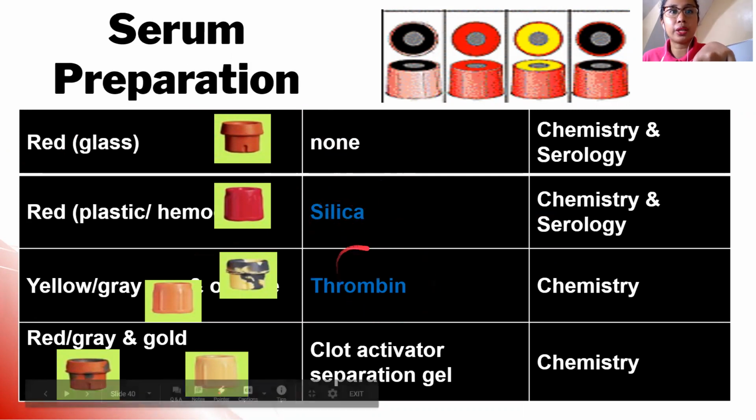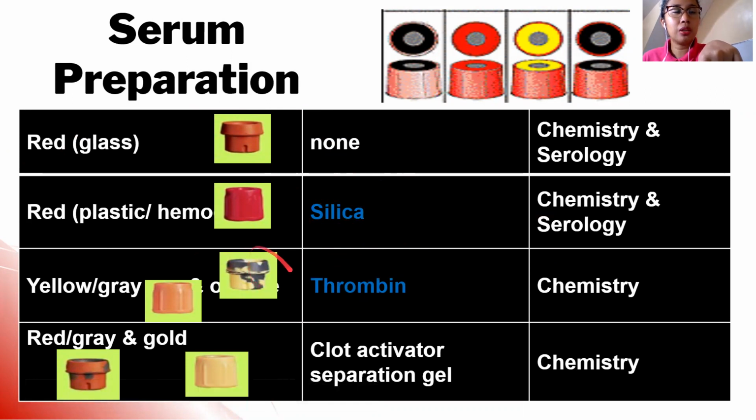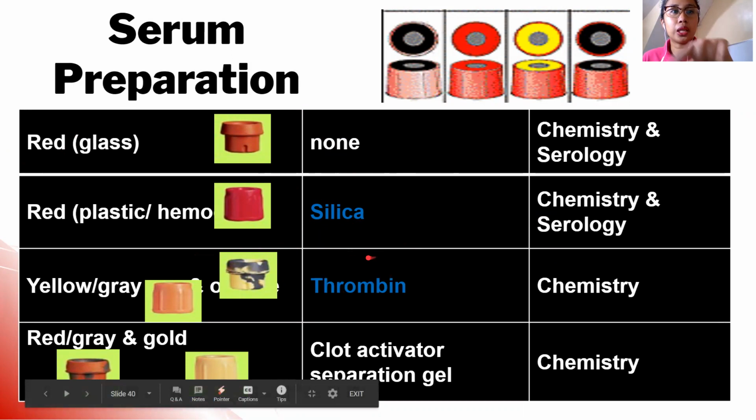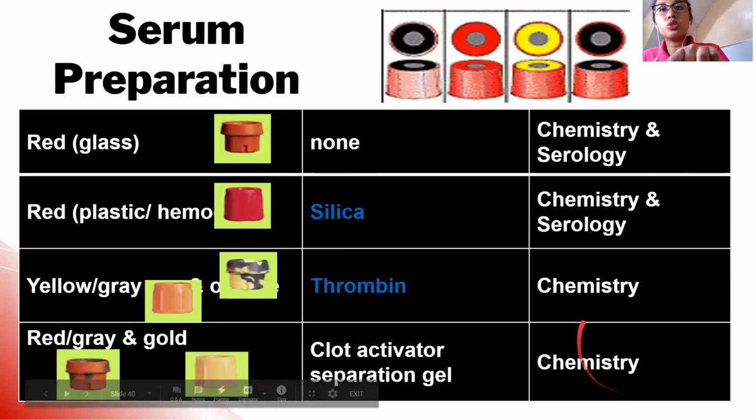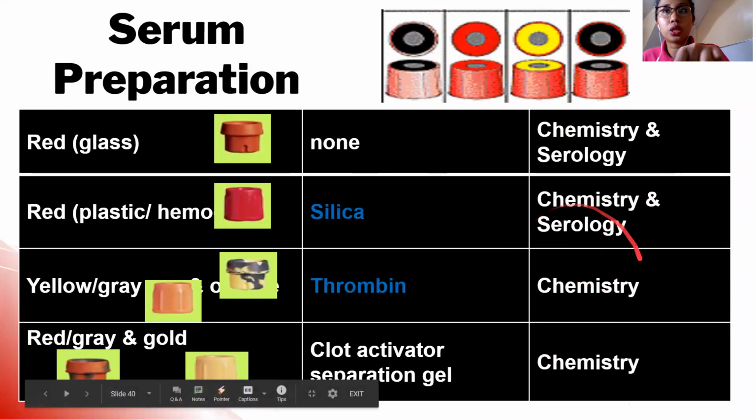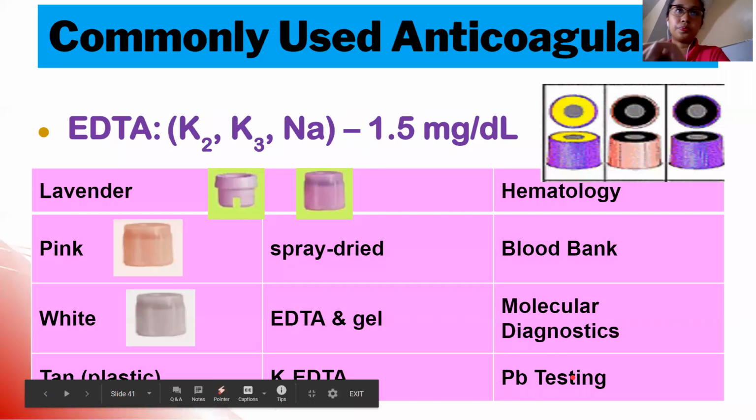This is also a clot activator. Yung yellow or gray, and orange, it has thrombin. So, this activates clotting. And red or gray and gold, meron siyang clot activator separation gel or SST tube, serum separator tube. So, usually, they're used for chemistry and serology. If you want to test for antibodies, pwede ang serum.